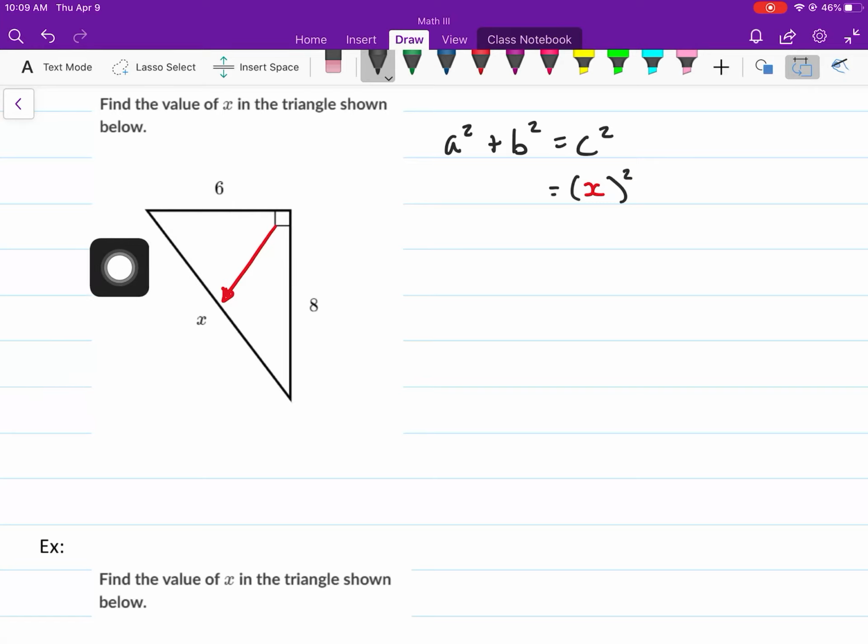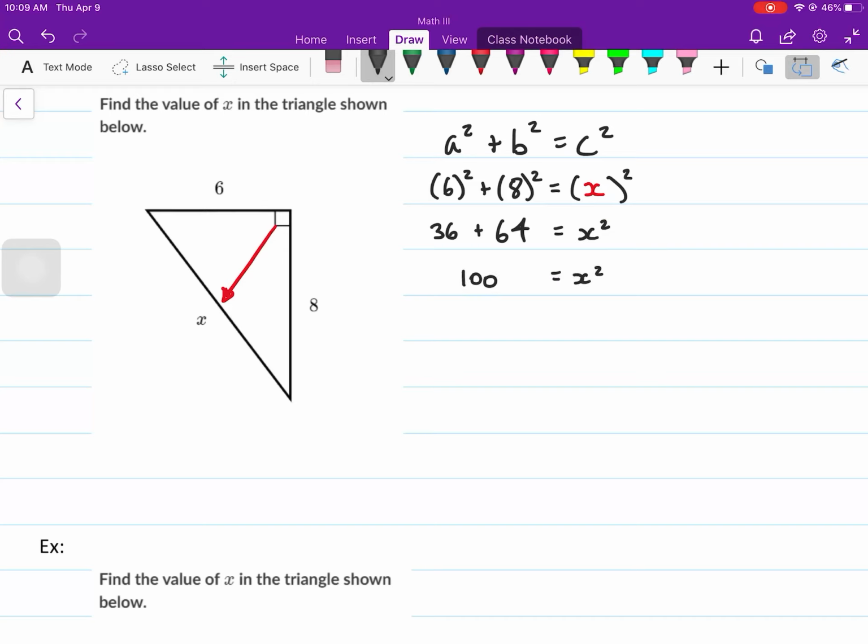And then A and B, it doesn't matter. You can say 6 is A or you can say 6 is B. It doesn't matter. It's up to you. So it's going to be 6 squared plus 8 squared equals X squared. So 36 plus 64 equals x squared. 36 plus 64 is 100 equals x squared.